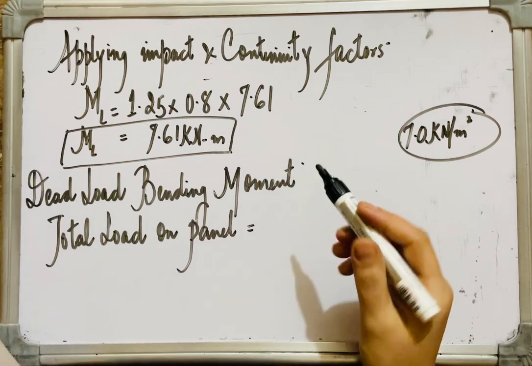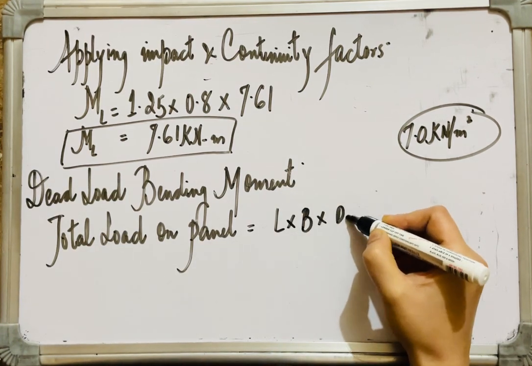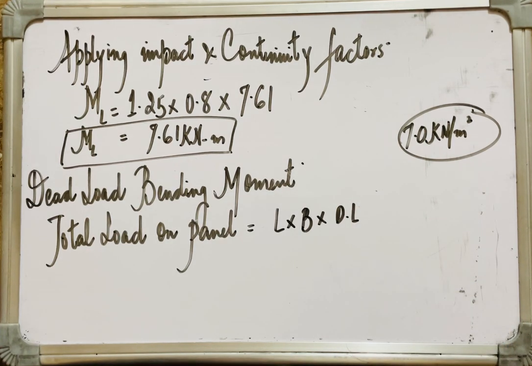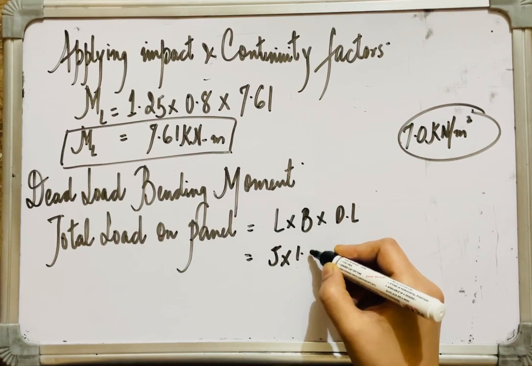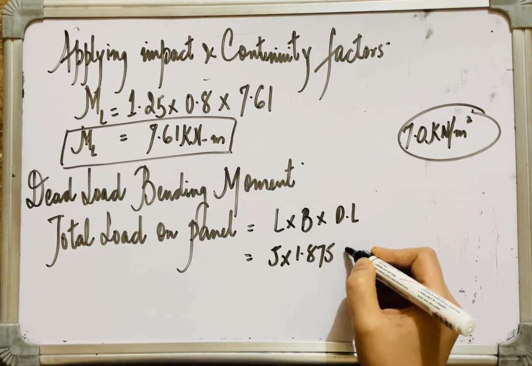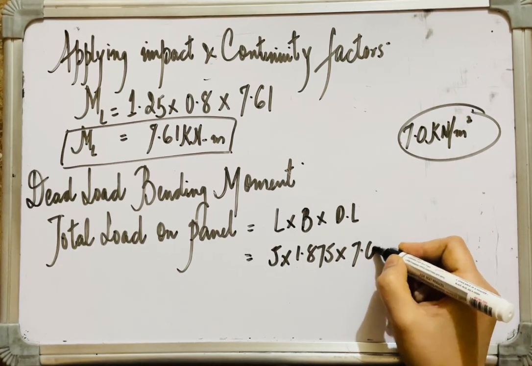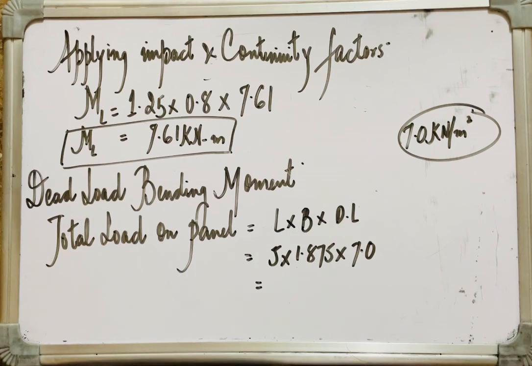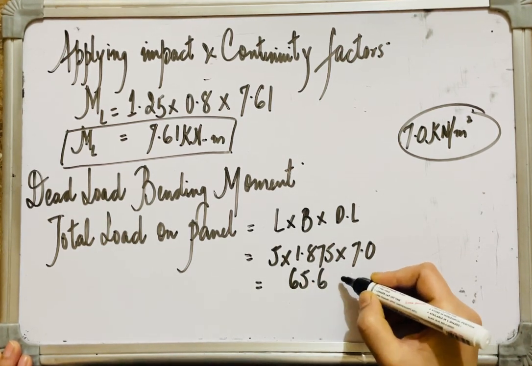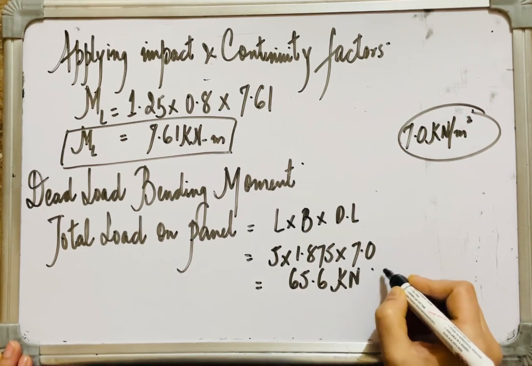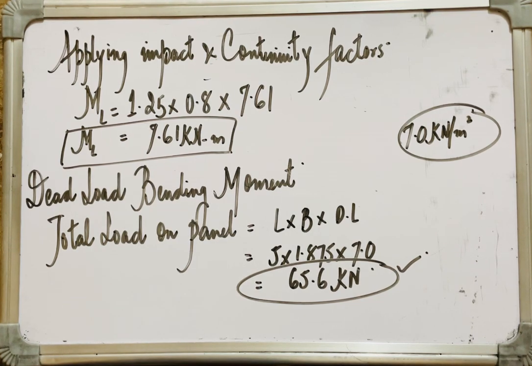सो मेरा टोटल लोड ऑन पैनल है लेंथ मल्टीप्लाइड बाय ब्रेड्थ मल्टीप्लाइड बाय द डेड लोड जितना आया था. दैट इज द टोटल डेड लोड ऑन माई पैनल. माई लेंथ इज 5, my breadth is 1.875 meters and the dead load जो already हमने initially calculate सबसे पहले वही calculate कर रखा था, it is 7.0. So by calculations my total load on panel is 65.6 kilonewtons. All right, this is my total load on panel.